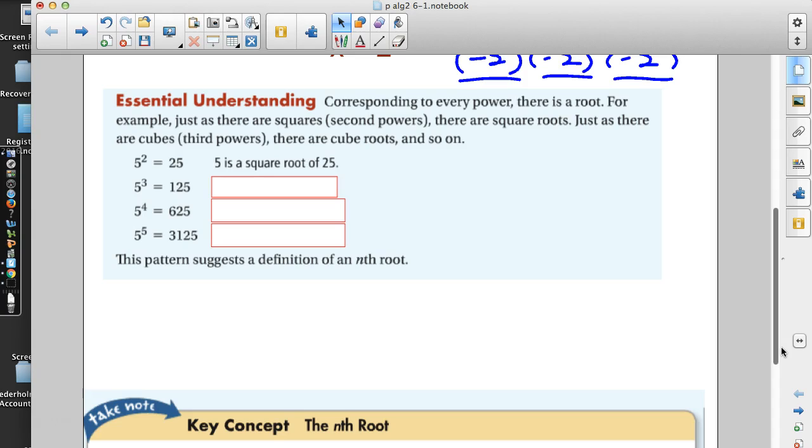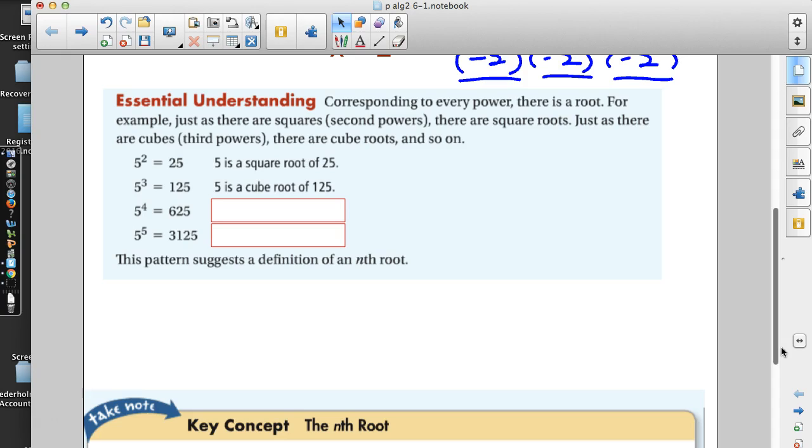Just change the order. And if this is 5 to the third equals 125, 5 would have to be a cube root of 125 in order to make that work. And it is. If you put 5 times 5 times 5, you will get 125. It's going to work. 5 to the fourth is 625.